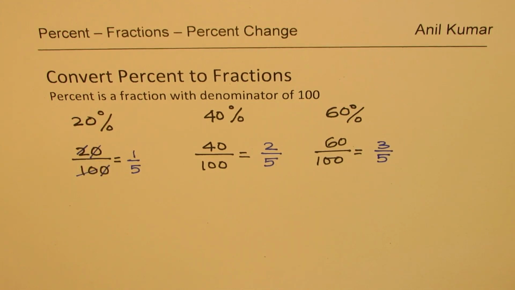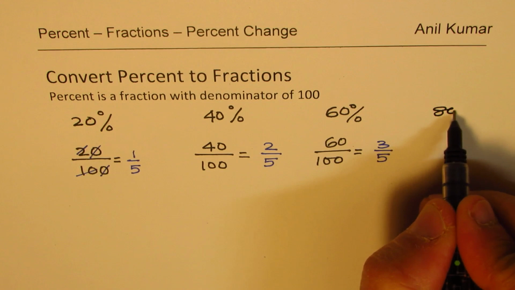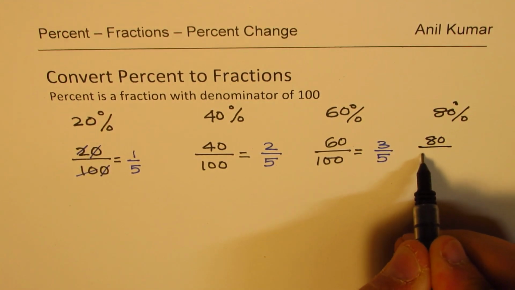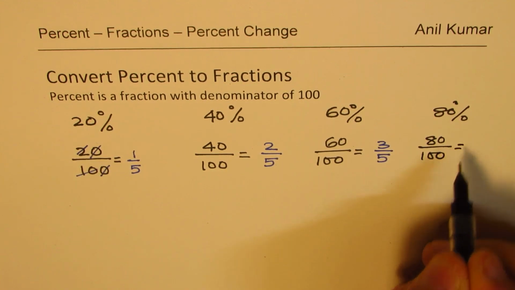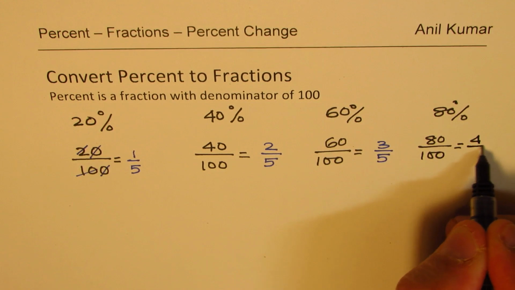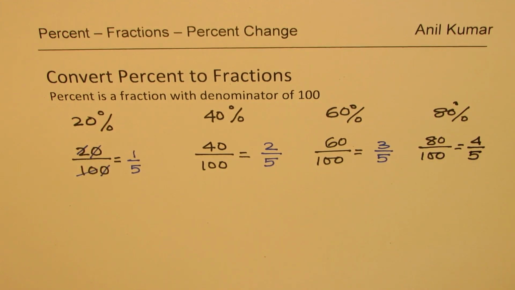Perfect. So let me just write 80% also here and see how easy it is to really relate percent with fractions, correct? So 80% should be 4 over 5. Perfect. So easily we could convert all these percents into fractions. Do you see how easy it is?